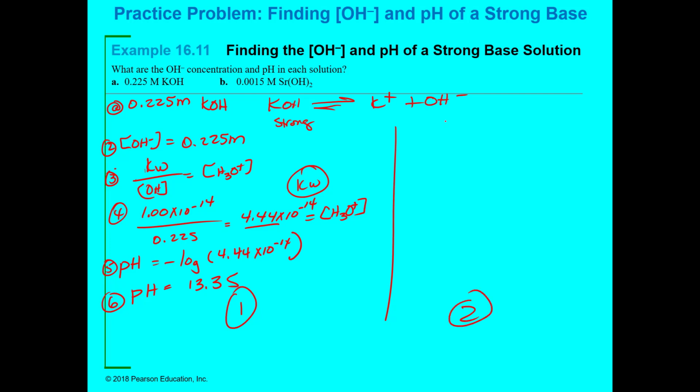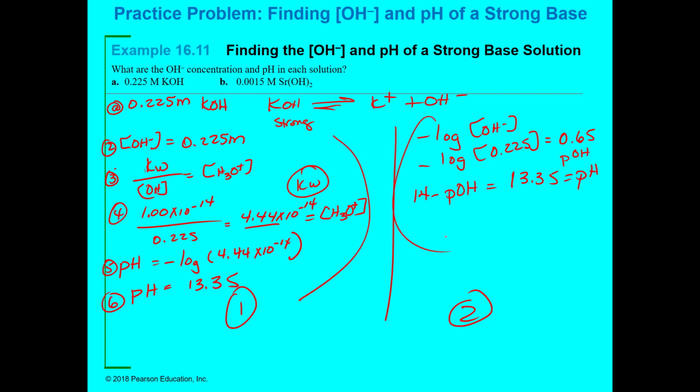Way two, I could have taken the negative log of the OH minus, or the negative log of 0.225, and that should have given me 0.65, okay? And so that's the pOH, right? So then 14 minus the pOH would give me 13.35 if I did that right in my head, okay? Which was equal to pH. So you could have done it this way or this way, either one.